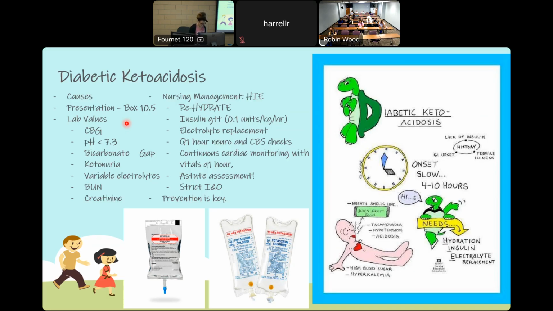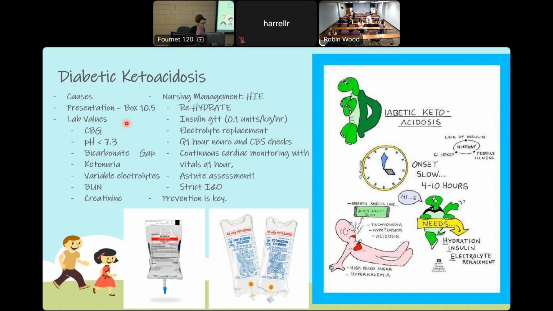Bicarb is typically low. That's going to vary with severity. And why is our bicarb low? Because we're acidotic, and so all the bicarb has been used up, right? Because bicarb is a base. And so it's trying to bind with all of the acids, the metabolic acids, and so it's being used up and it's not being replenished fast enough by the kidneys or reabsorbed fast enough by the kidneys.